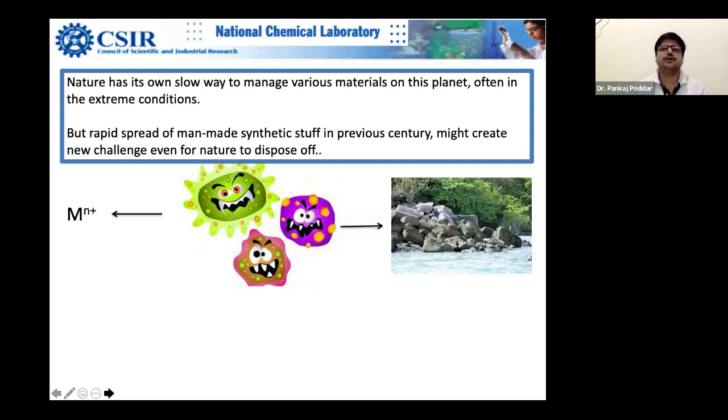So how is it possible that we learn from nature and how the processes of biomanagement take place in nature? There are two ways, actually. You can see that these are the microbes, and they can interact with the ions, usually cations, and they can also interact with large macroscopic bodies. You can see the rocks.